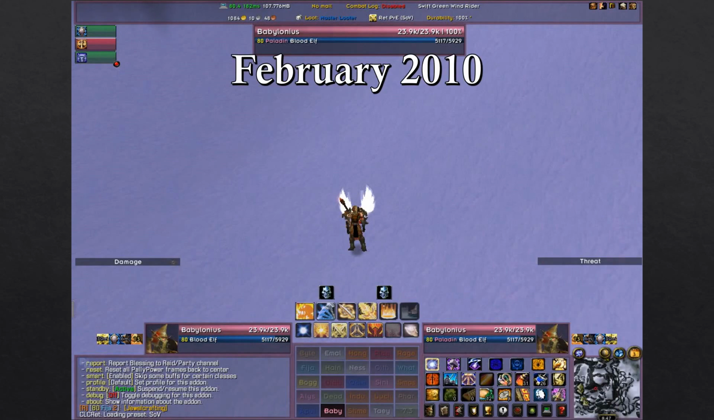Then just a couple months later in February, this is again, me all set up as Ret. This is based on the WeakAuras, or those two skull icons, if I remember correctly. I could be wrong, but judging by the people I'm in, those were probably very early WeakAuras. I spent a lot of time on the red frames. That was something I was particularly obsessed with. So you can see that was just a couple months later.